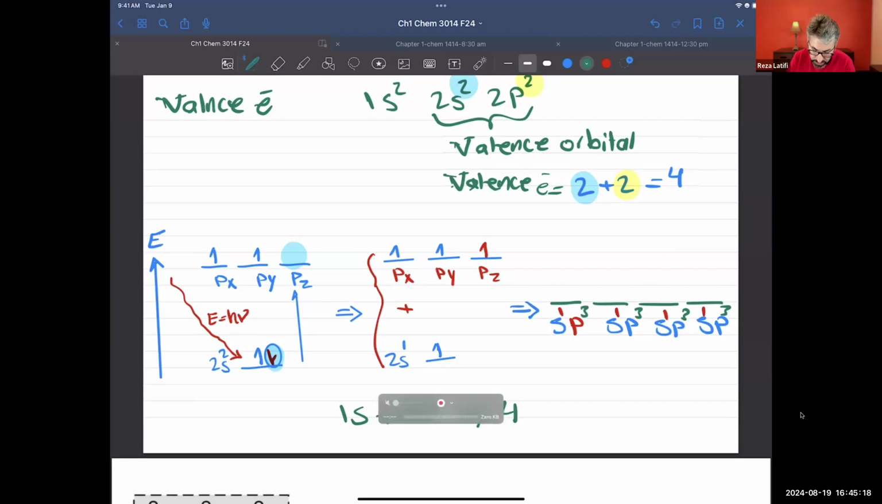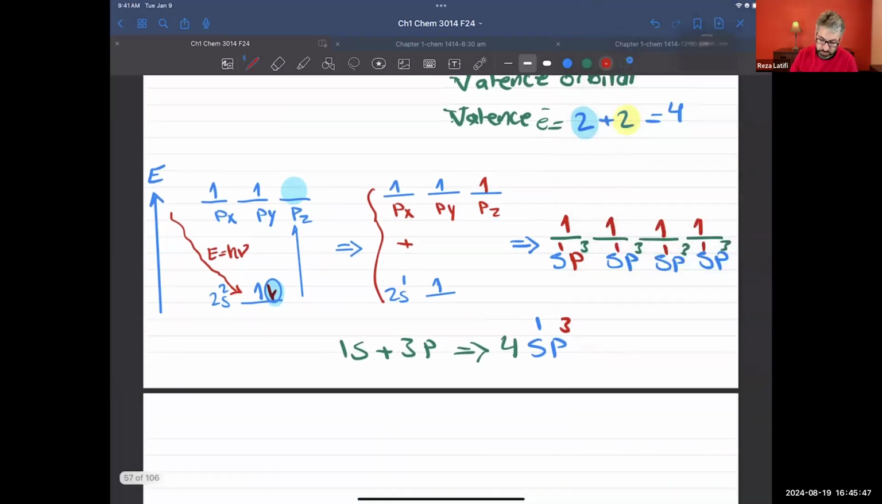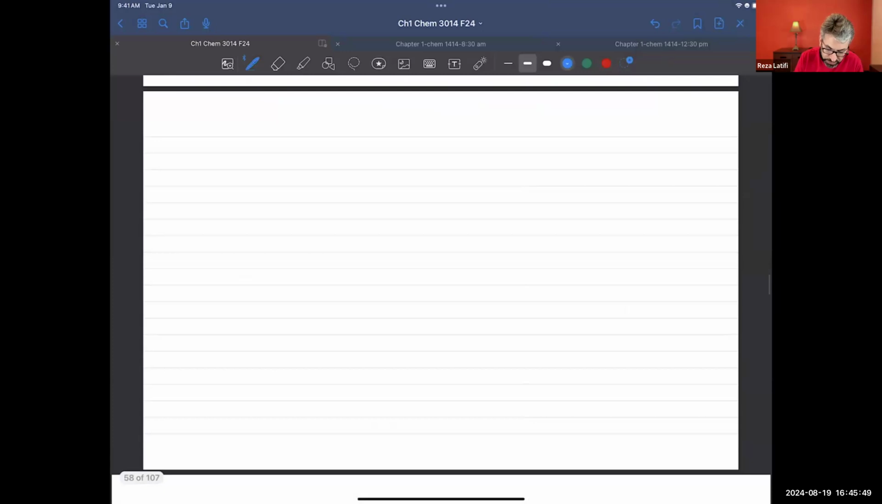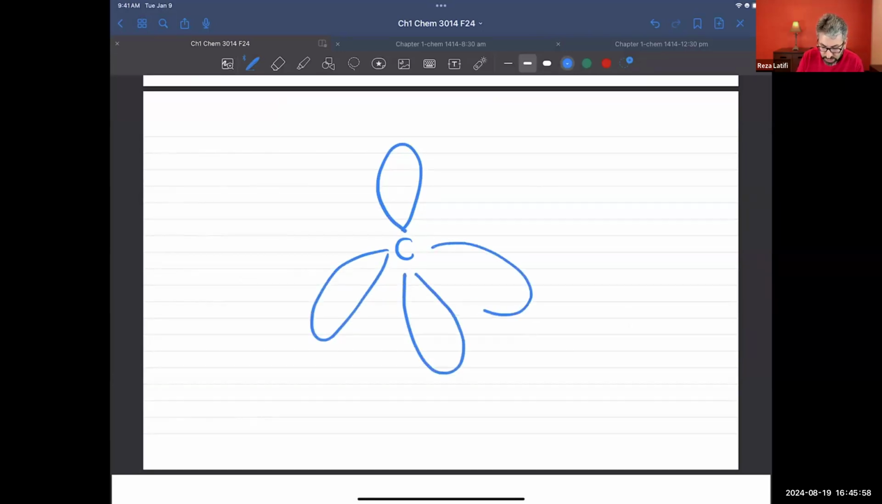And each orbital has 25% S character and 75%, 3 out of 4, P character. Totally, I got 4 singly occupied orbitals. So in each orbital, it has 1 electron in it. Now we have 1 electron in each orbital. Let's show those 4 orbitals on carbon. So now we have carbon with 4 orbitals: 1, 2, 3, and that's the 4th one.